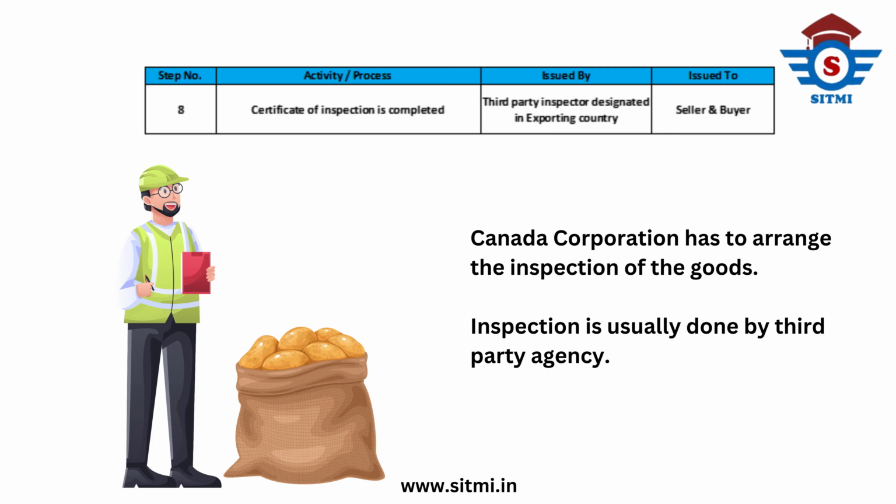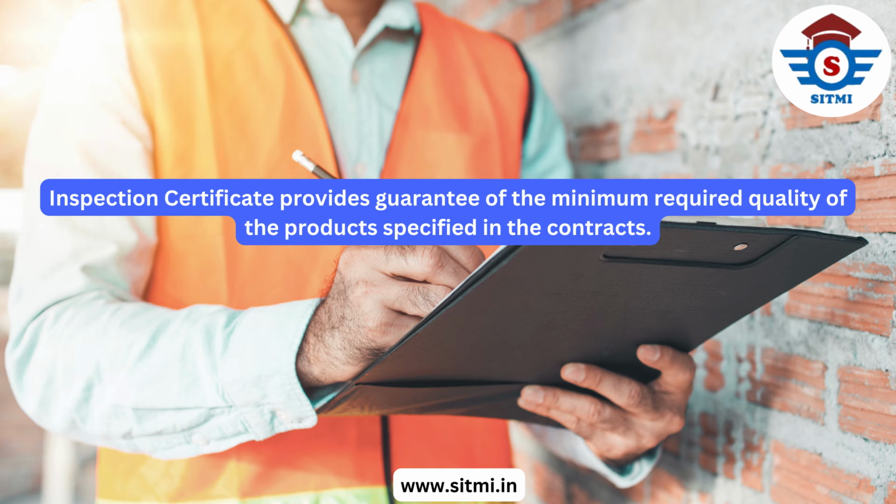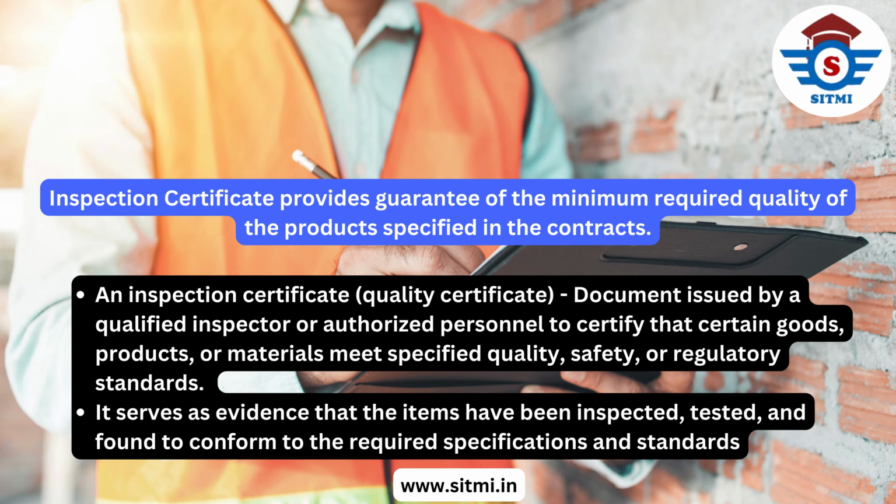In our example, the inspection certificate is issued by the Canadian Food Inspection Agency, which is a third-party inspector, and it is issued to Canada Corporation. And one copy of the certificate is sent to India Corporation. The purpose of the certificate is that it certifies that the potatoes are free from pests and diseases and meet Indian import regulations. Now what is an inspection certificate?